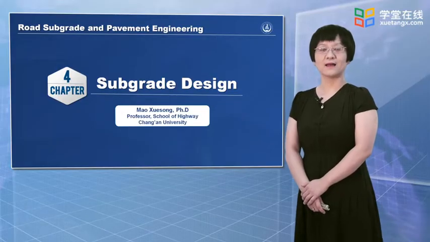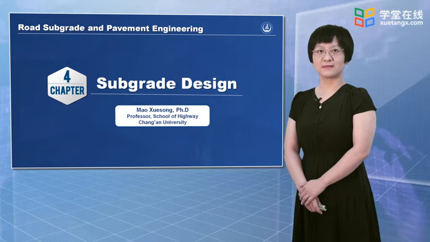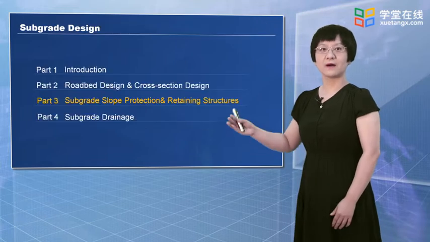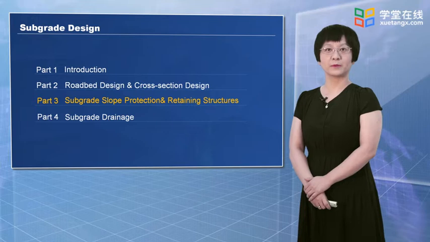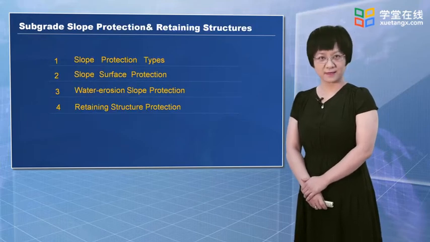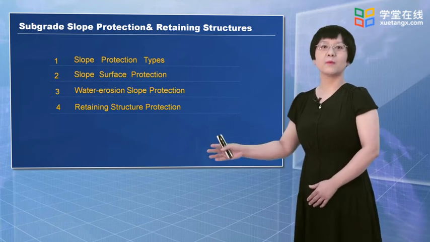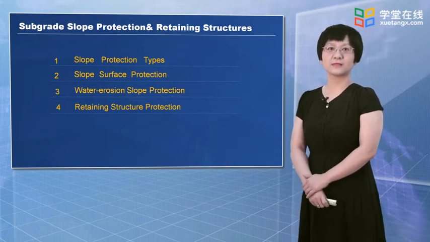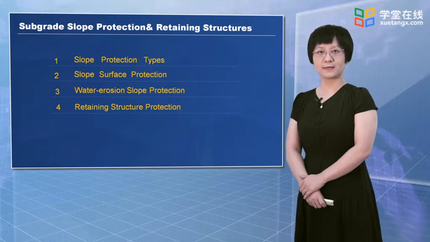Hello everyone, let's continue to study the fourth chapter, Subgrade Design. Now I will introduce the third part, Subgrade Slope Protection and Retaining Structures. In this part, I will introduce the following contents: slope protection types, slope surface protection, water erosion slope protection, and retaining structure protection.